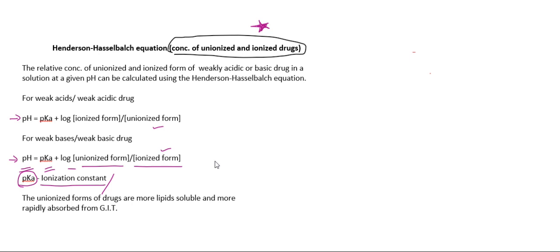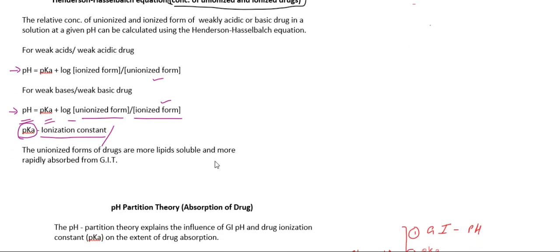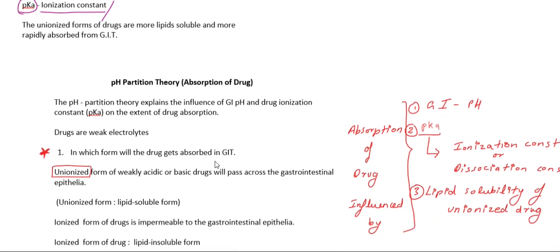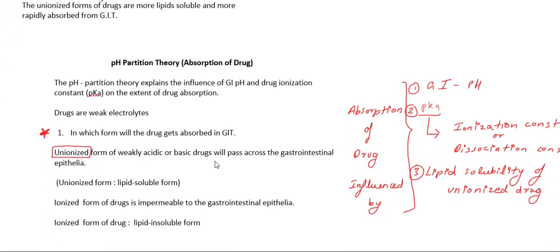Another important question which we usually see from this section is which type of drug, in what form, will be absorbed the most. We know that a drug has two basic forms, right? One is the ionized form and the other is the unionized form.